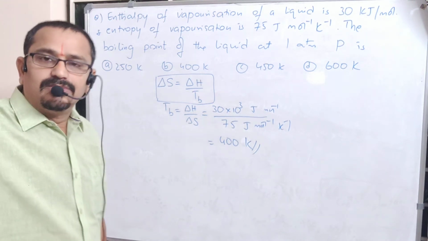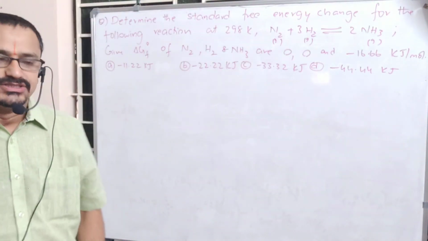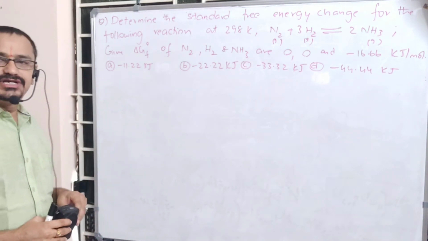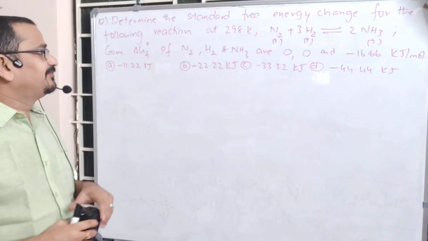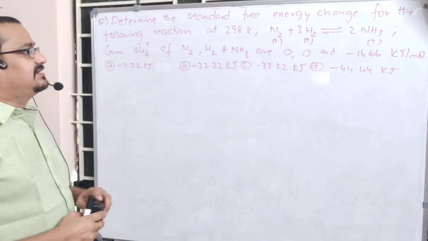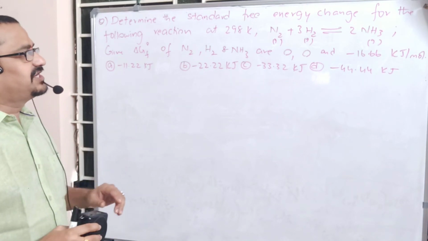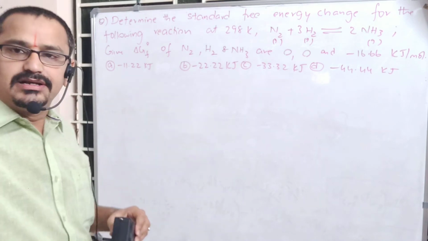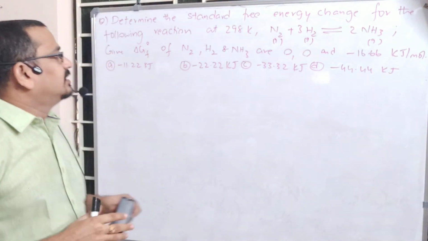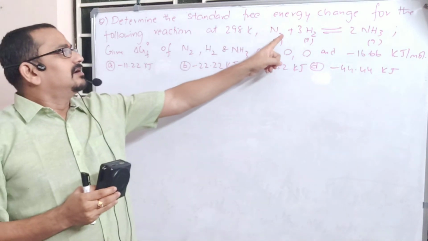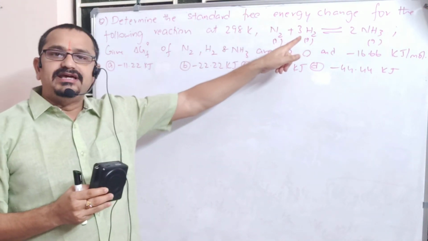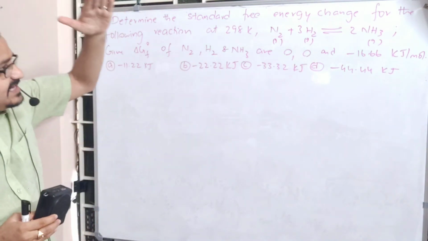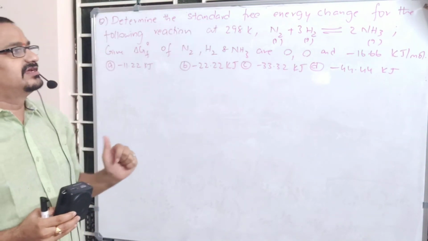Let us see one more numerical. This is another question which is based on Gibbs energy change or free energy change. Determine the standard free energy change for the following reaction at some particular temperature. The equation given is N2 plus 3H2 in equilibrium with 2 moles of ammonia. For this equation we have to find the standard free energy change.